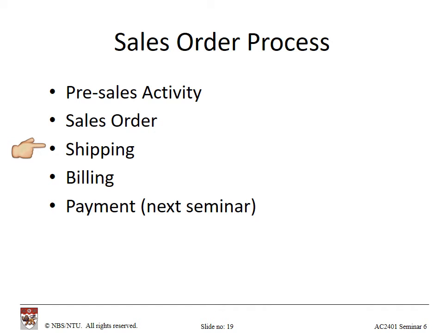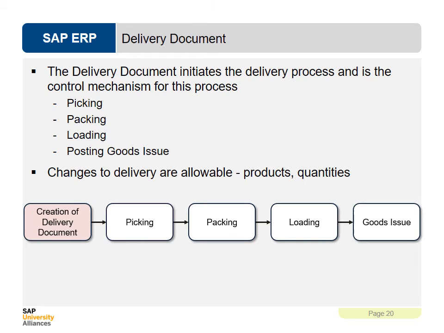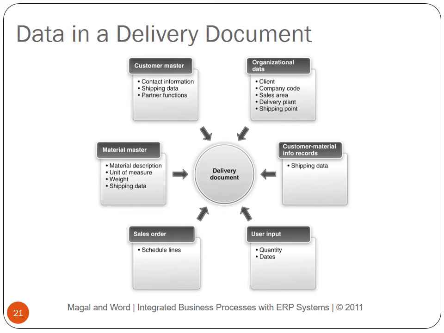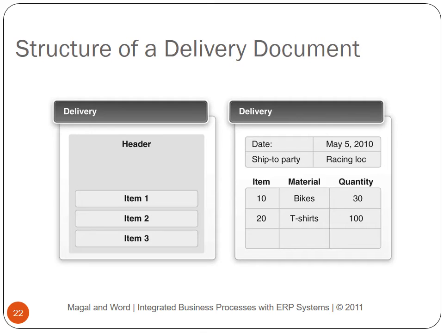Next, shipping. Changes in delivery will update the sales order, and the delivery document kicks off the delivery process. This figure displays the various data contained in a delivery document. This is the structure of a delivery document.